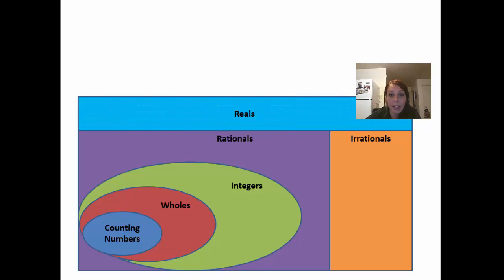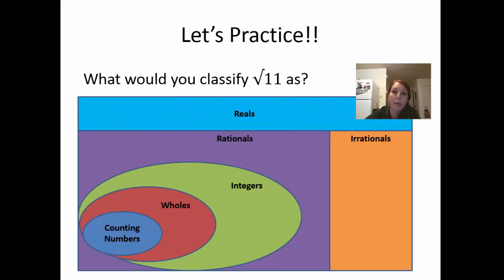Next, we have another square root, the square root of 11. So this is one that if I think about simplifying it, I don't know the square root off the top of my head. So what I want to do is plug it into my calculator. When you plug it into your calculator, you're going to get 3 point something, something, something, something, and it's going to keep going on and on and on. The reason why is because it is a non-repeating decimal. Therefore, the square root of 11 will be classified as an irrational number.